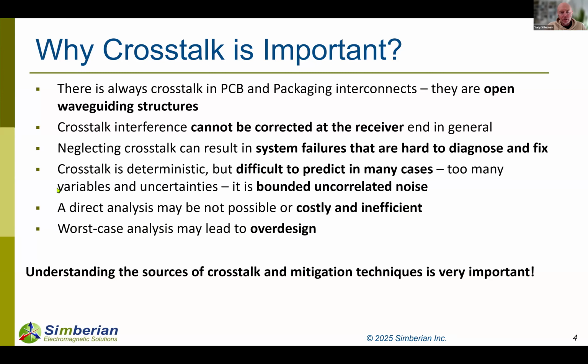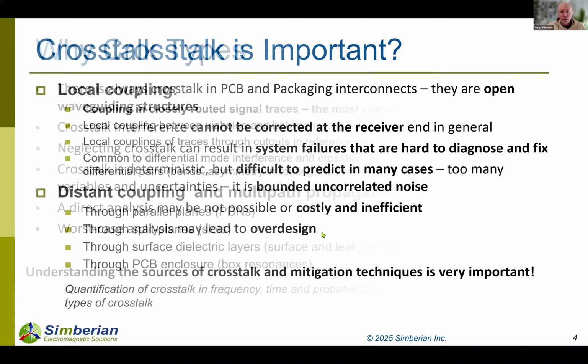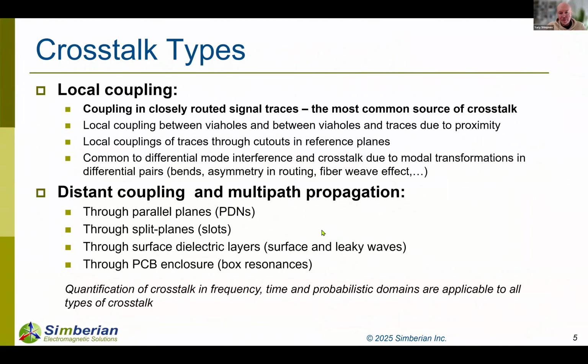Crosstalk is deterministic. It's not just random noise. It's difficult to predict. Why? Because it is uncorrelated noise, so it's bounded. That's an important item here. Direct analysis in many cases is costly or inefficient, but worst case analysis may lead to over-design. Understanding the sources and mitigation of it is very important. So I hope everybody who attended this webinar understands this.